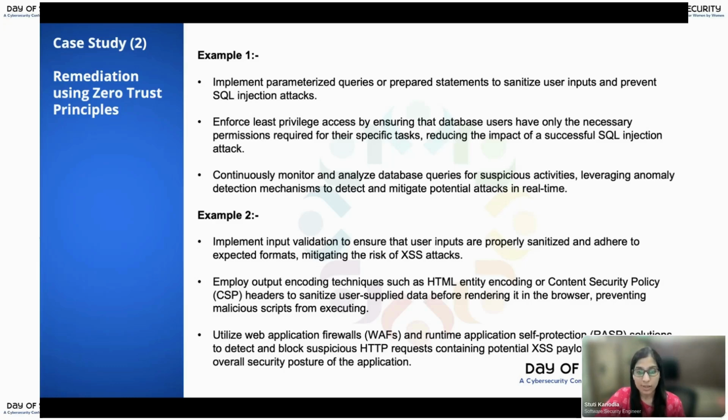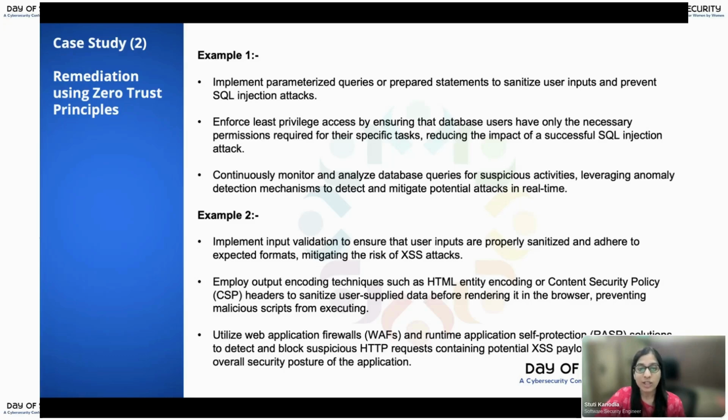Now apart from all these, we can also incorporate firewalls. Firewalls are very important, as they detect and block suspicious HTTP requests that contain the XSS payload. Basically it enhances the overall security posture of the application. So that is how we can implement zero trust and remediate those vulnerabilities in a better way and create less havoc if it is still exploited. So these were the two case studies I wanted to explain with the help of zero trust security.